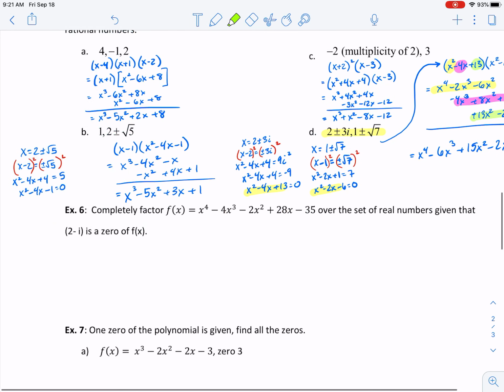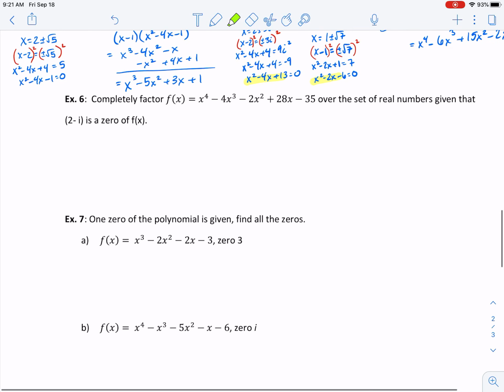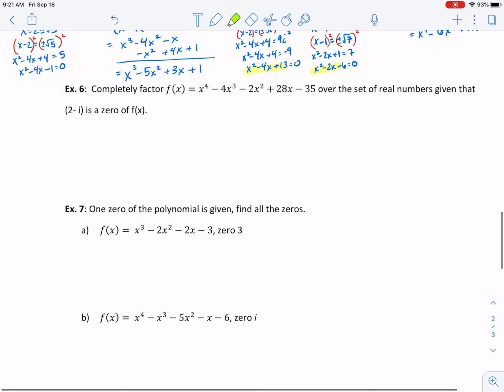Okay, so now let's look at the next situation here. I'll do number 6, and I think that they're really basically the same. I'll do number 6, and then I'll give you a hint on number 7, and then I'll let you try it, and then I'll turn off the video and post my answer key.